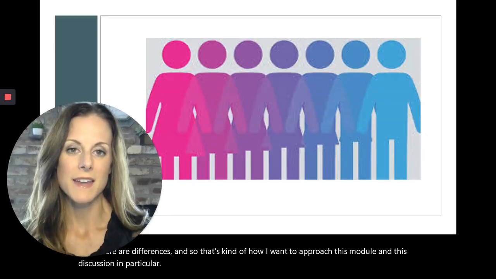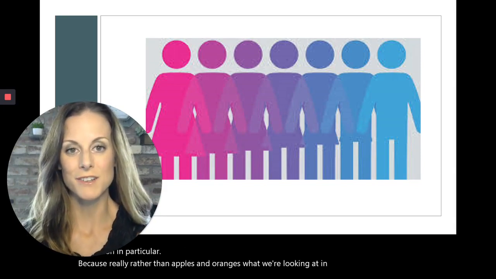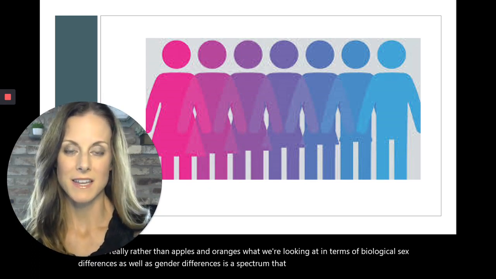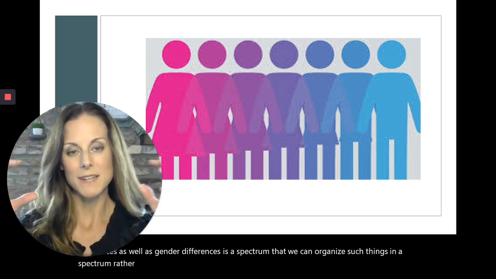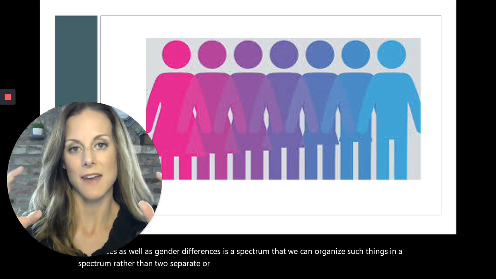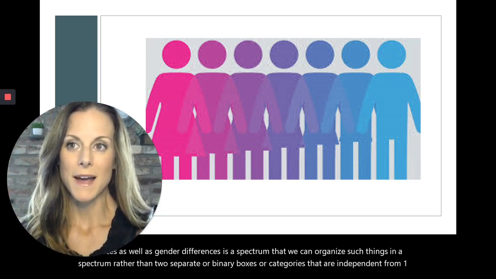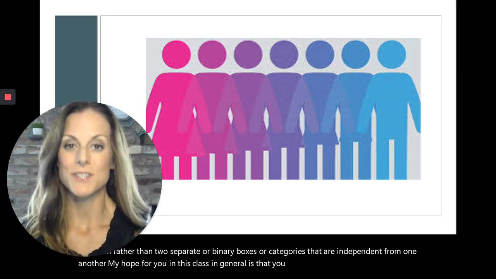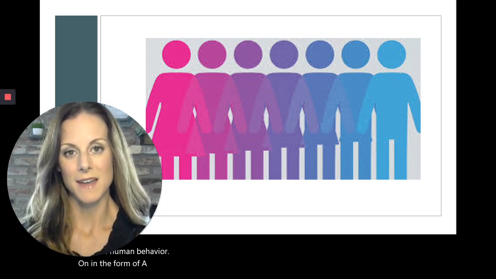Because really, rather than apples and oranges, what we're looking at in terms of biological sex differences as well as gender differences is a spectrum, that we can organize such things in a spectrum rather than two separate or binary boxes or categories that are independent from one another. My hope for you in this class in general is that you would see much of human behavior in the form of a spectrum rather than in boxes.